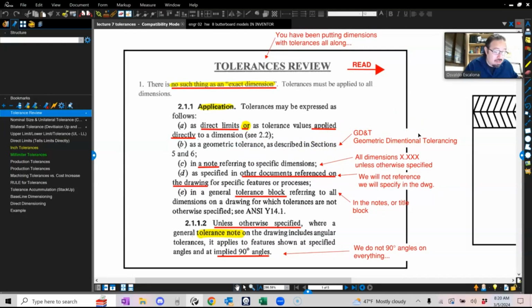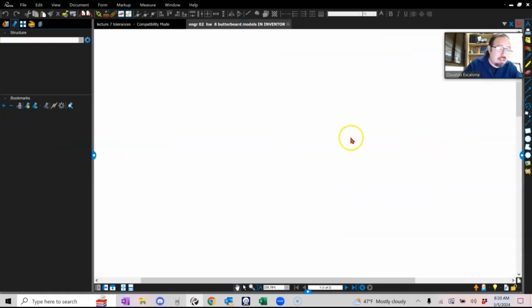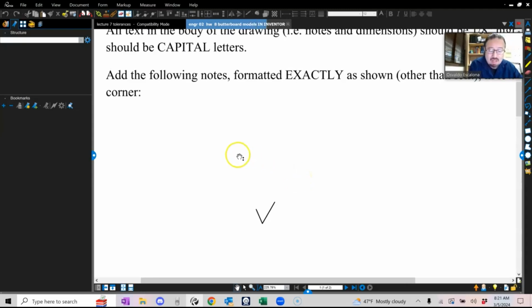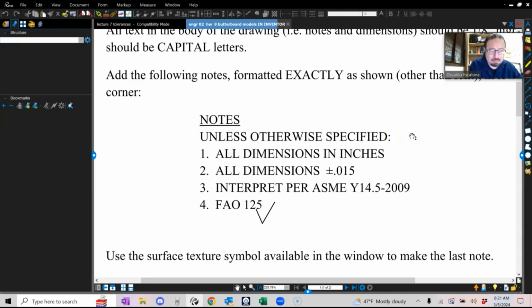We're actually going to glance at it, not right now. We just barely started. You can also put a note in the drawings. If you look at the notes that you put on the drawings since the beginning of the class, you probably remember something that says, unless otherwise specified, all dimensions should be plus minus 0.015, 15 thousandths.